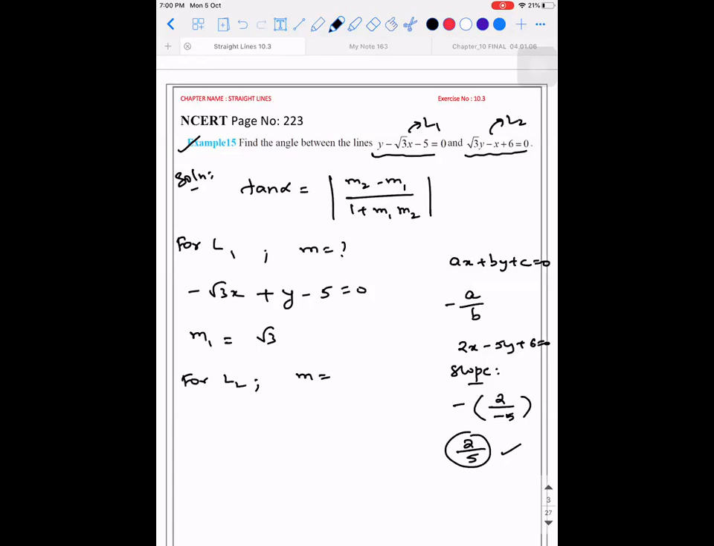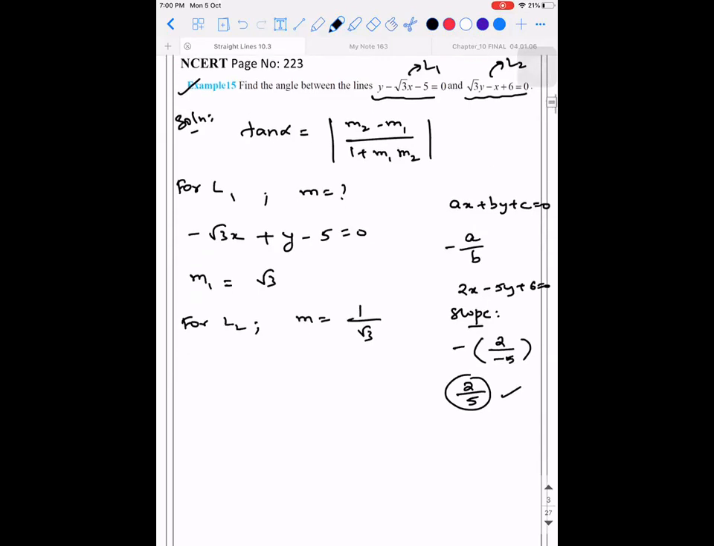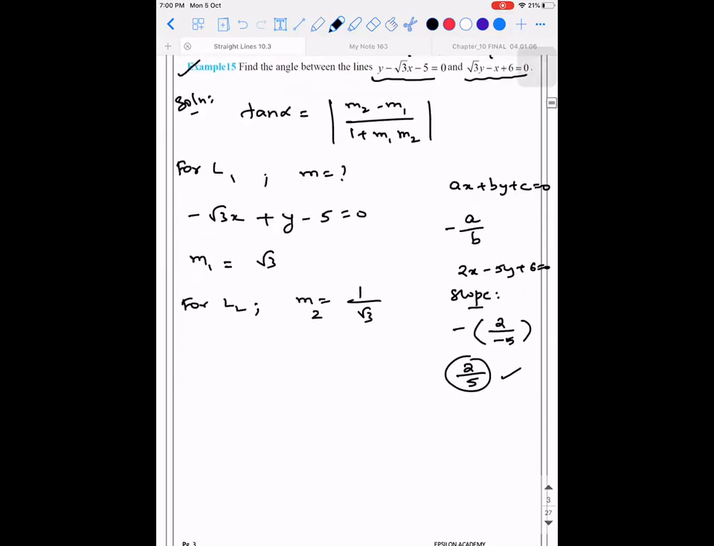One by root 3. Perfect. M2 is 1 by root 3. Then substitute in the formula. Tan alpha is equal to modulus of M2 minus M1, 1 by root 3 minus root 3, the whole divided by 1 plus M1 M2.